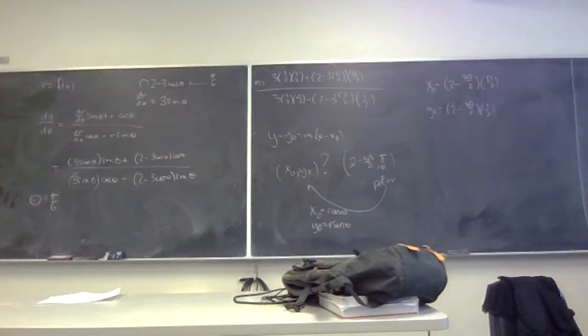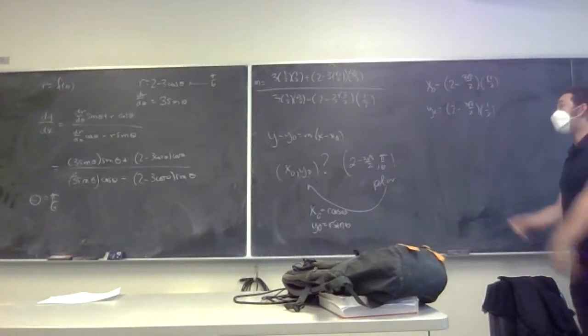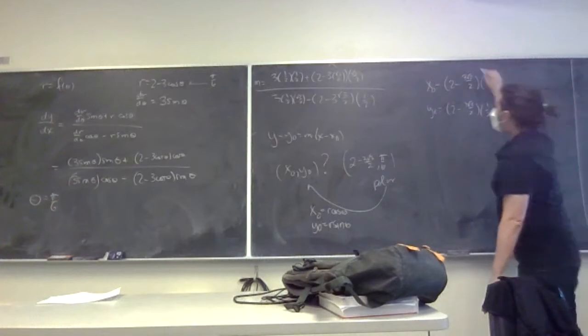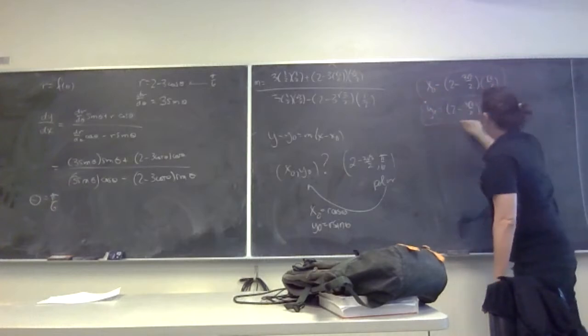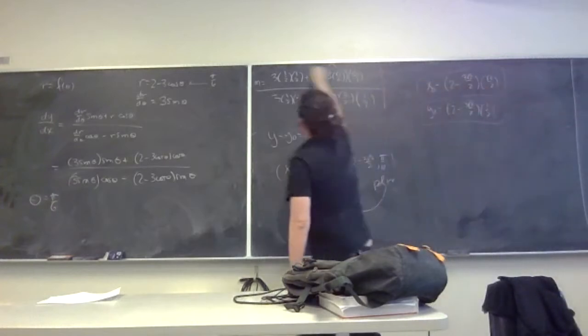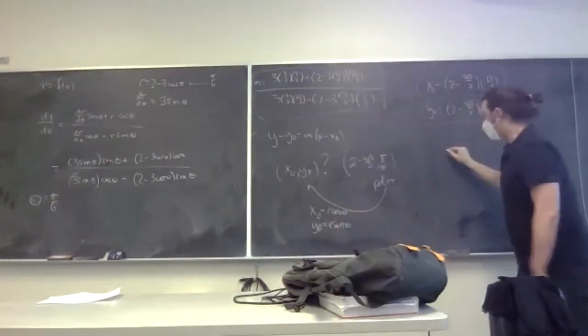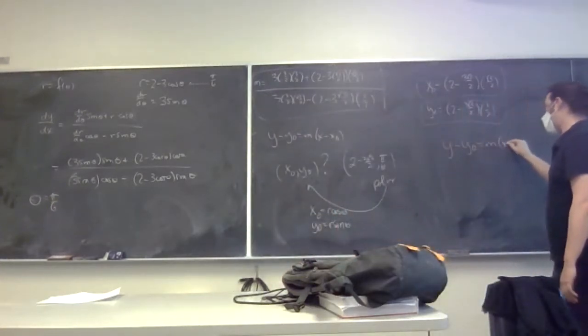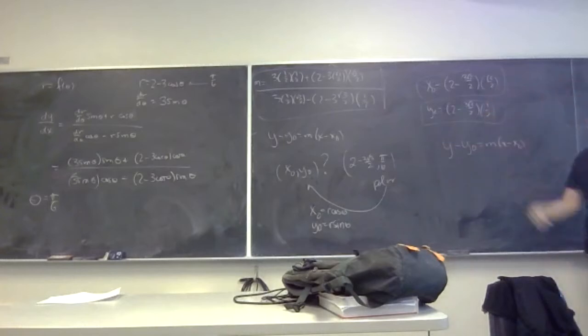Standard polar rectangular conversion. If you did get a problem like this where there's a ton of symbols or you made a mistake, you don't want to write this stuff over and over again. It's okay to tell me x naught is equal to this, y naught is equal to this, m is equal to this, and the tangent line is, with those definitions, y minus y naught is equal to m times x minus x naught. If you define these quantities for me, you don't have to write them over again.